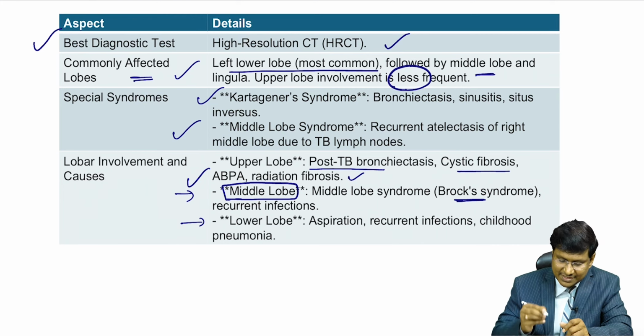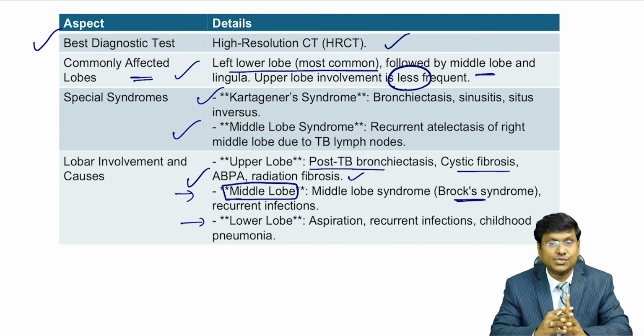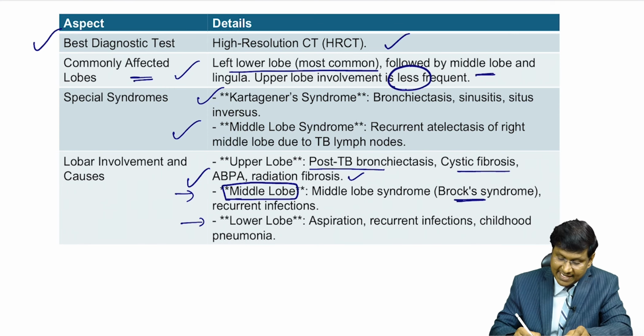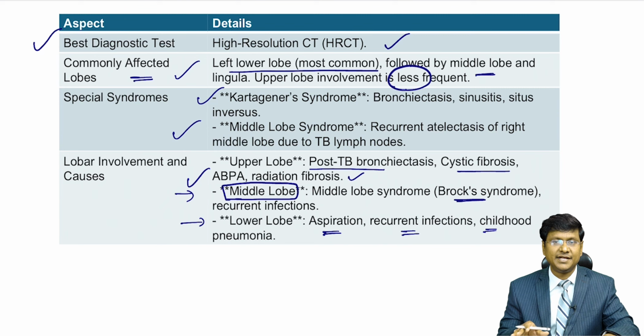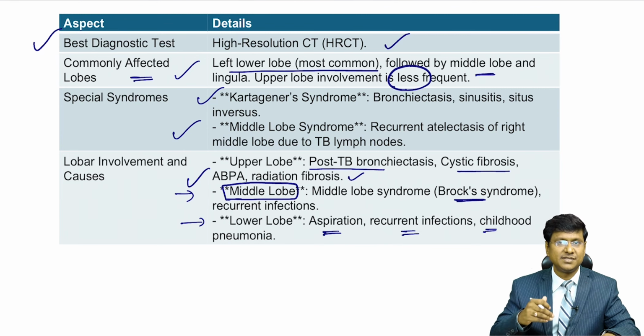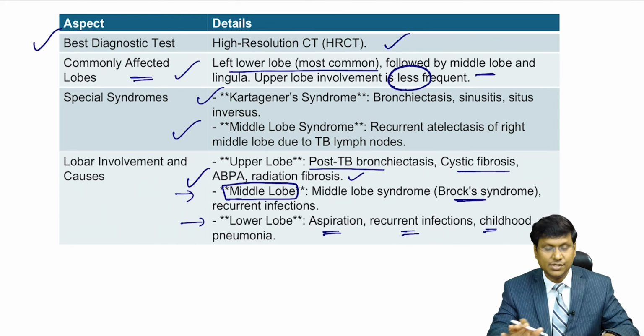And what are the etiologies that will be causing lower lobe bronchiectasis? Please remember, it is mainly aspiration, recurrent infections, and childhood pneumonia. So these are the scenarios where you have lower lobe involvement. So we classify bronchiectasis into upper lobe, middle lobe, as well as lower lobe bronchiectasis. So this is about one of the very important obstructive lung diseases, that is bronchiectasis.